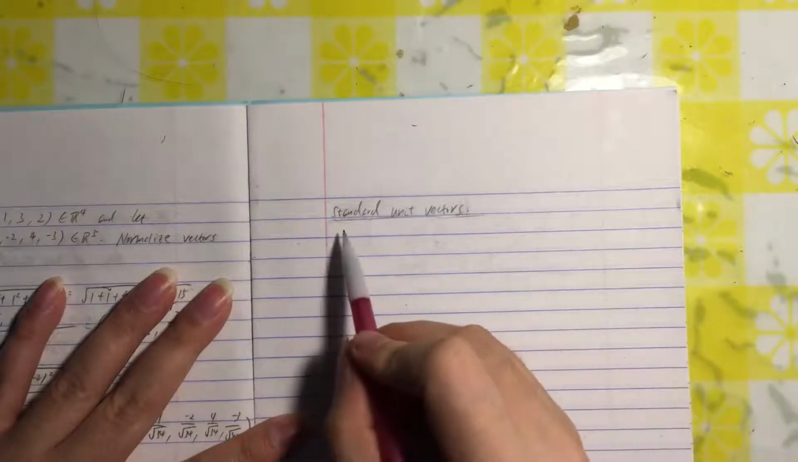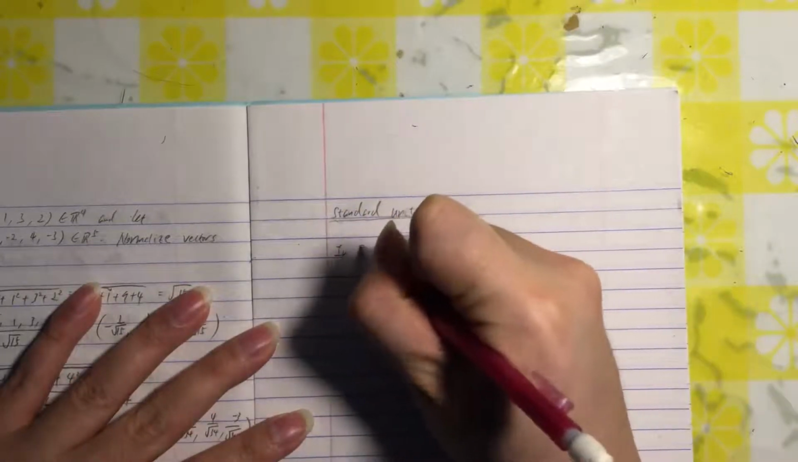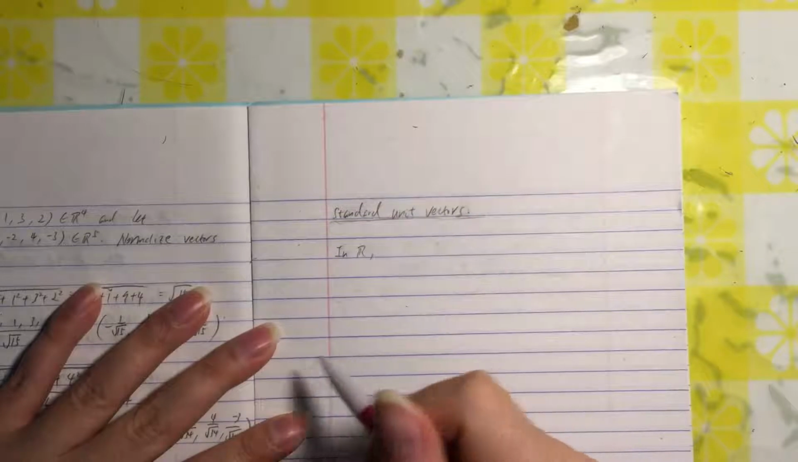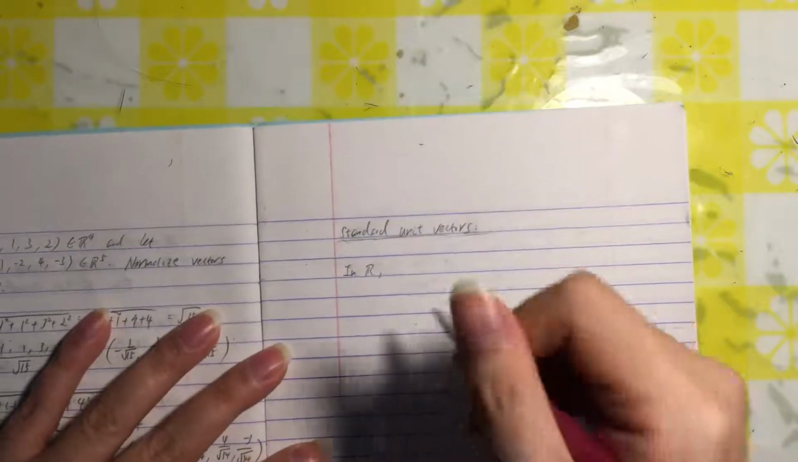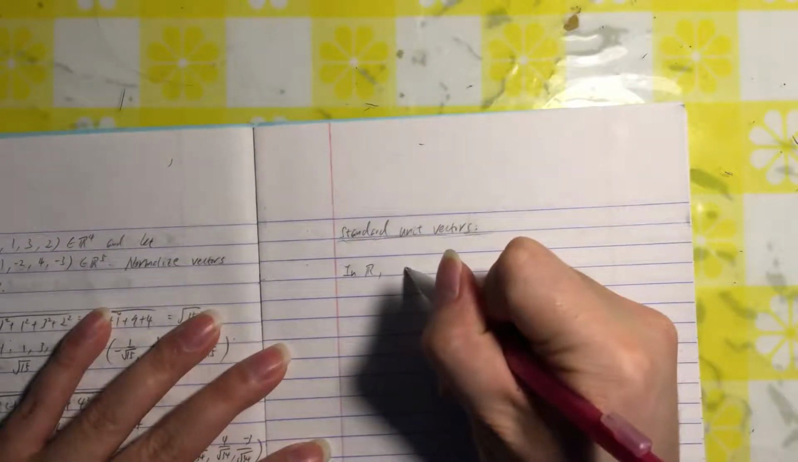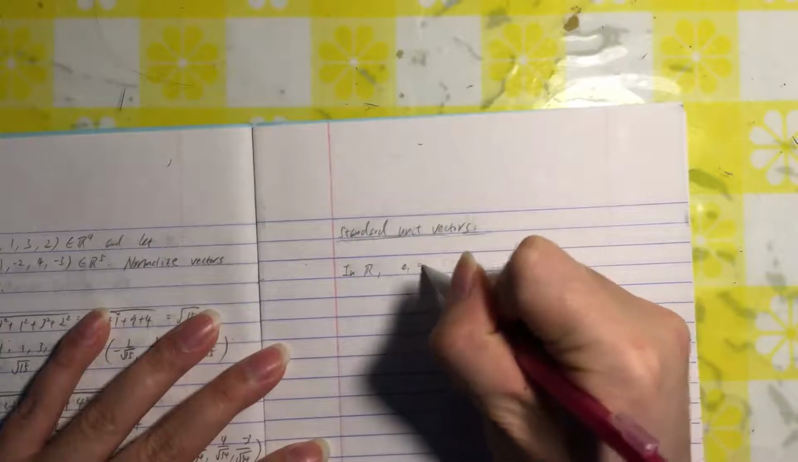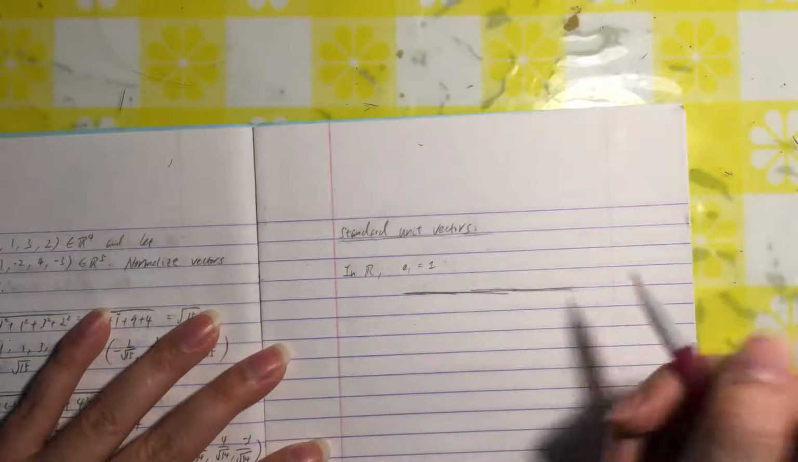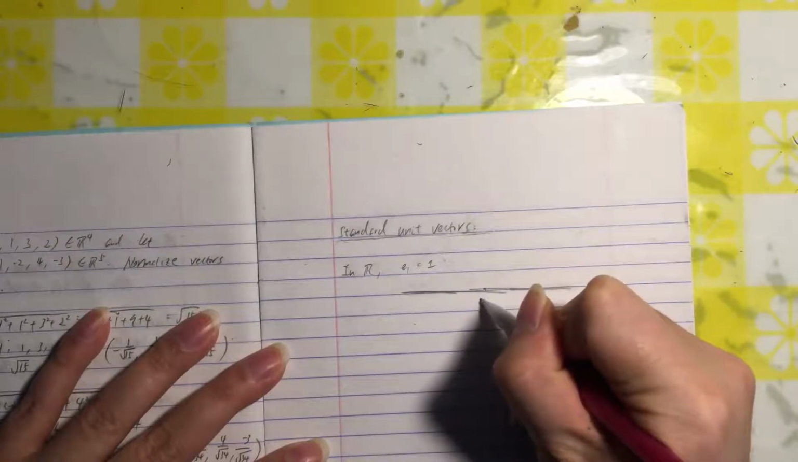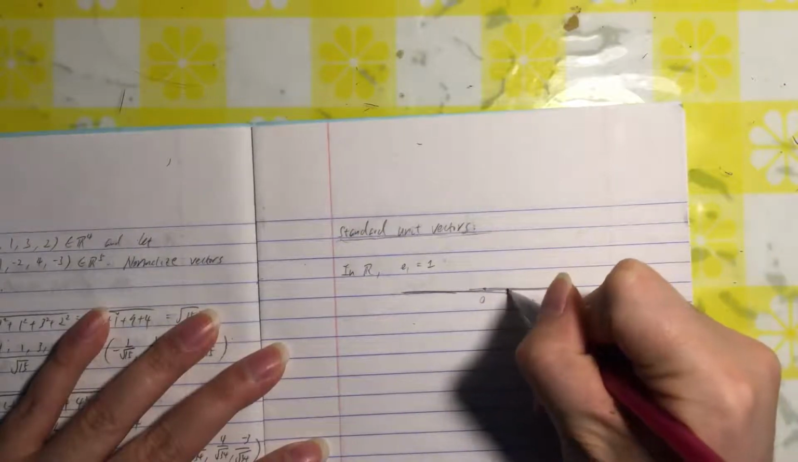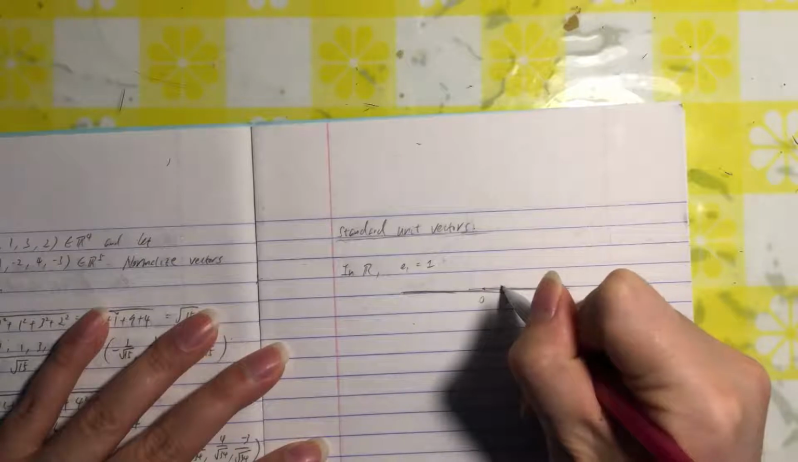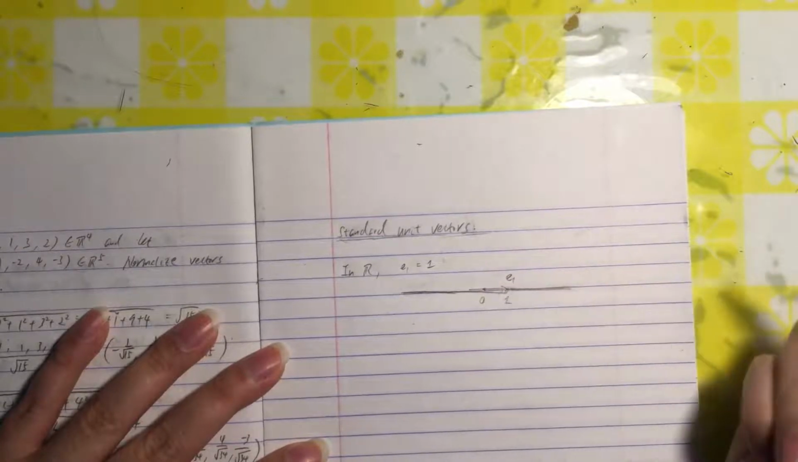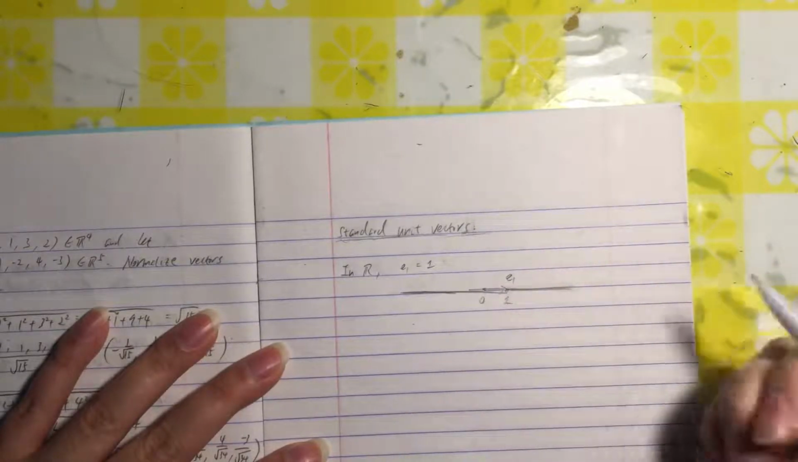Next, let me show you some standard unit vectors. R is the real line, which is one-dimensional. So it has one standard unit vector called E1. E1 is the number 1. In the real line, the origin is here. Number 1 is here. That's the vector E1 in R.